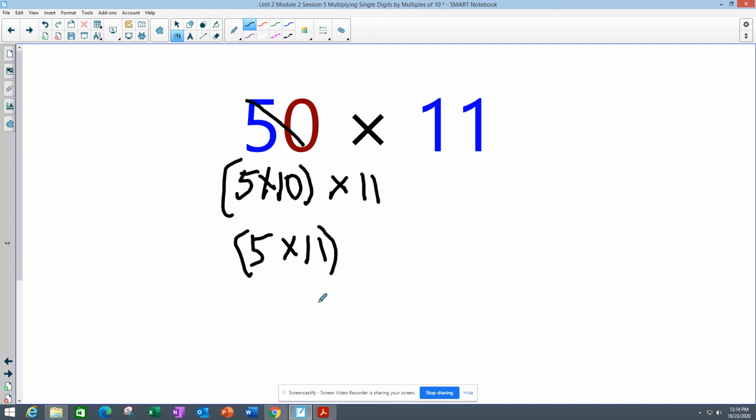Those are really easy because it's doubled up. Like 2 times 11 is 22. 3 times 11 is 33. 4 times 11 is 44. 5 times 11, 55, right?